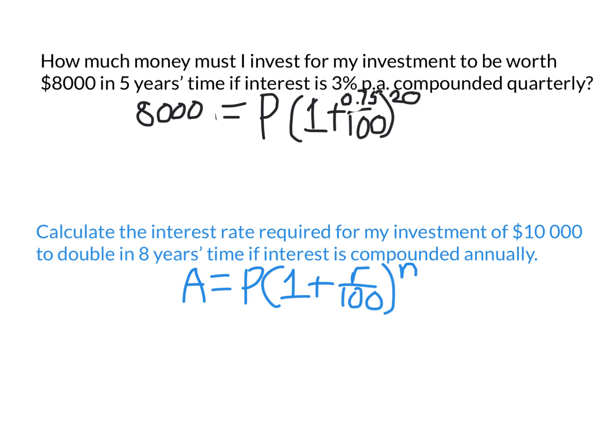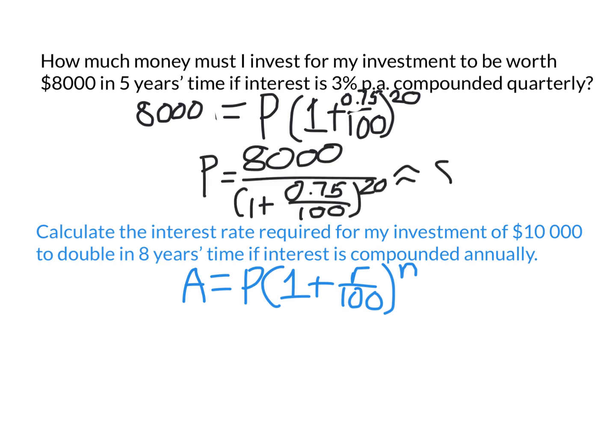We now have an equation that has only one unknown, so we can solve it. Note that this will not be a nice number, it'll be a really annoying decimal, but it's still a number. So when you have 8,000 equals P times something, you just divide each side by that something to get P by itself. This time I'm going to give it to the nearest dollar. Putting that straight on our calculator, we get $6,890.